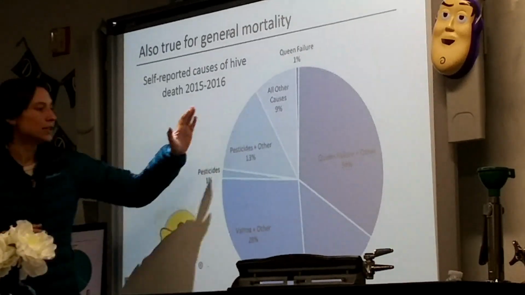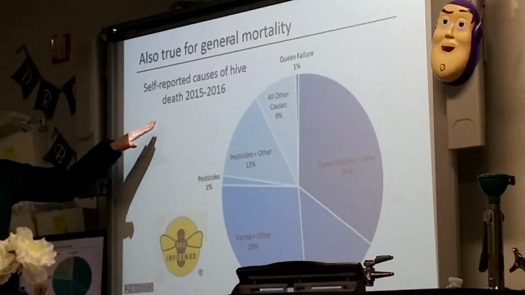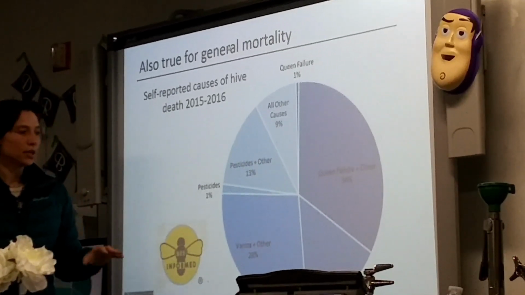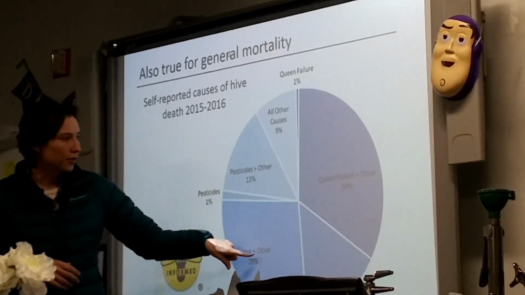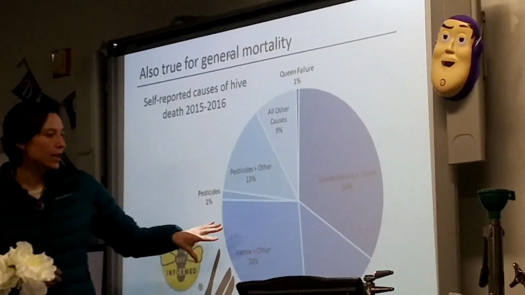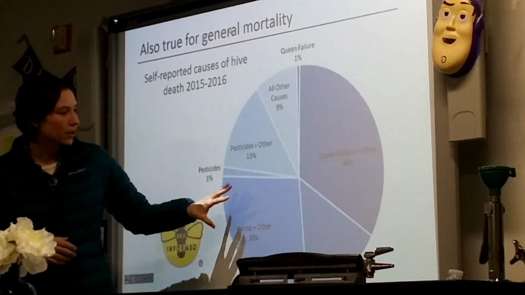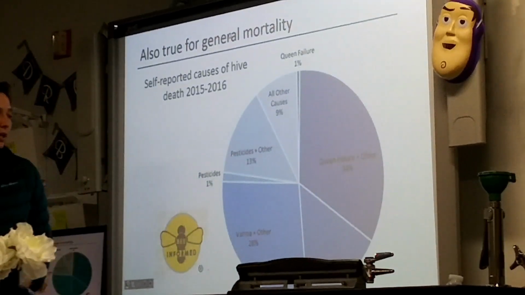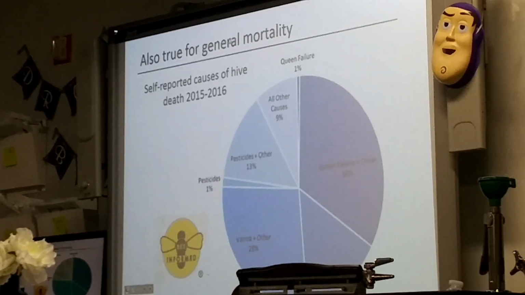So this is a pie chart from the Bee-Informed Partnership, self-reported causes of hive death in 2015-2016. This is from a survey of beekeepers nationwide. And you can see there are these big chunks, Varroa mite and other, queen failure and other. So what this means is that there are mites present, but then other things going on as well. That's a twice as big piece of the pie as just Varroa alone. So again, it's viruses, other pathogens, other general stressors playing a role.